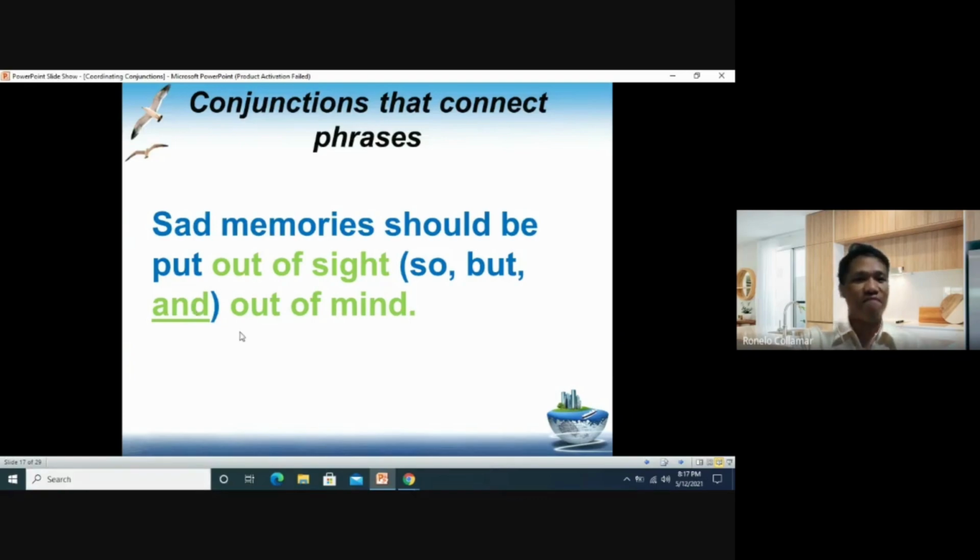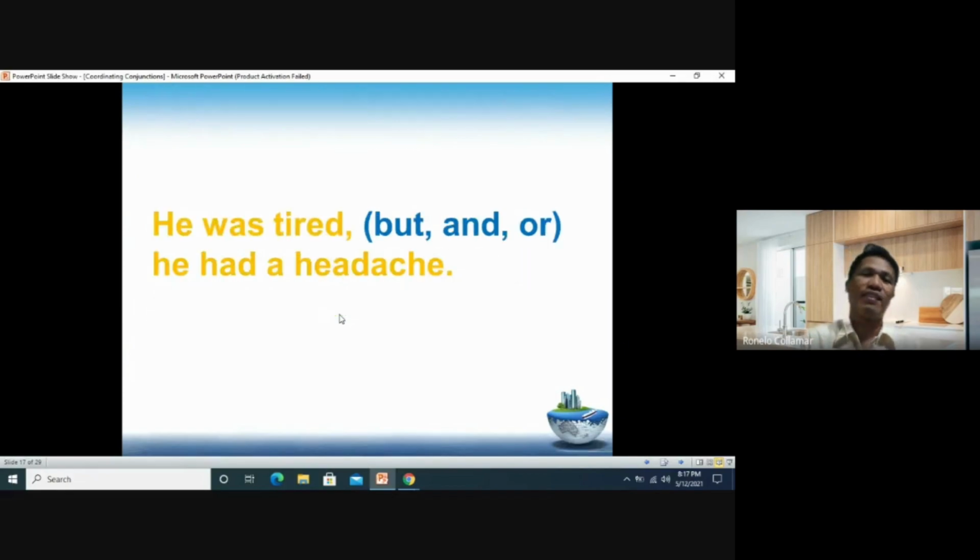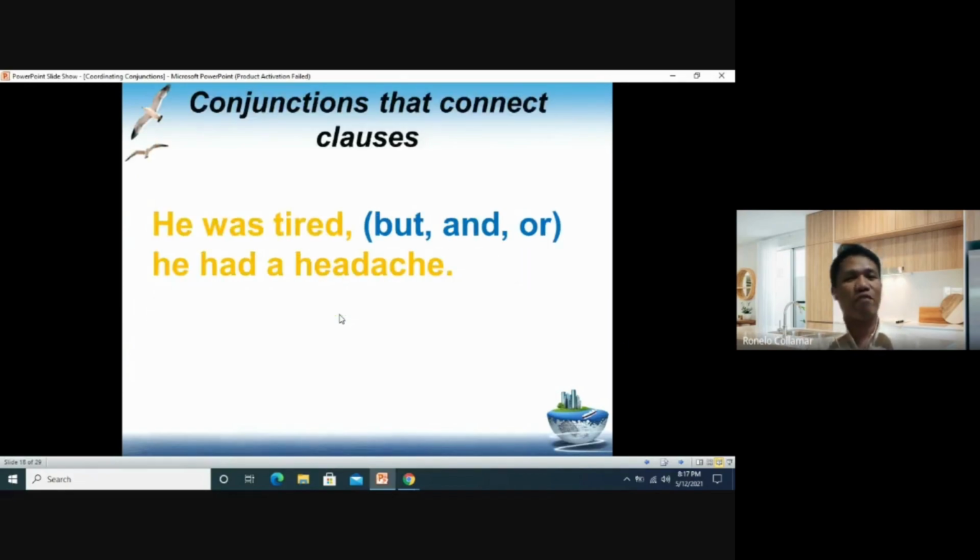All right. Because the phrases out of sight and out of mind, they are of similar rank. They are of similar phrases. So they do not contrast each other. Okay. And it does not summon, for example, a consequence. Just like if we are going to use the word so, because the word so is signifying a certain level of consequence, for example. The notion of consequence. All right? So there. And the next one we have, he was tired, blank, he had a headache.